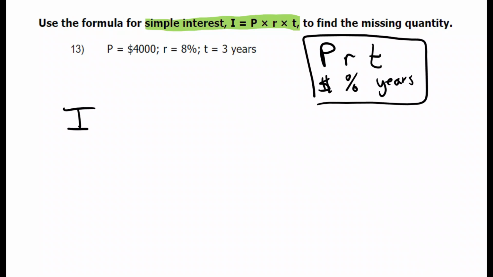So this one's simple. No pun intended. Simple interest. I'm so funny. All right.